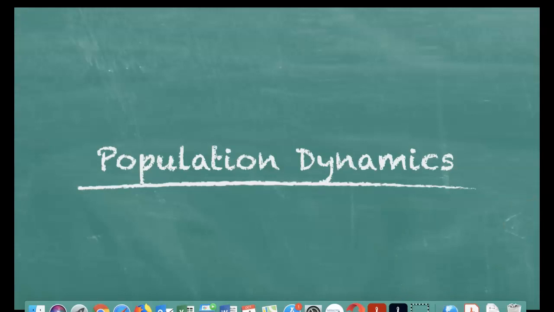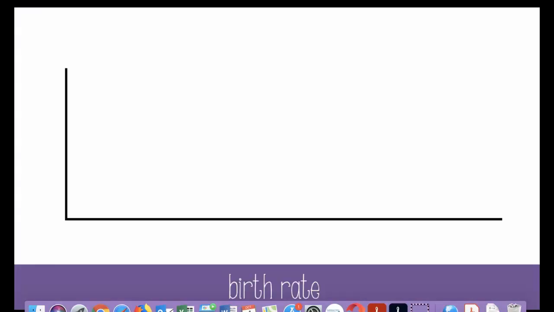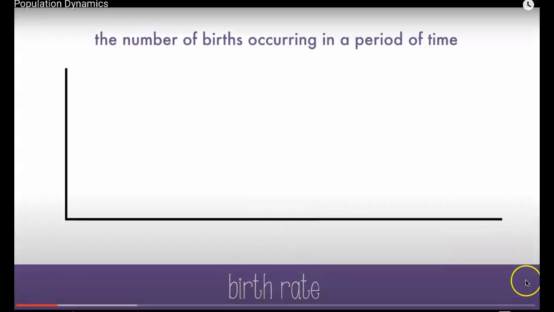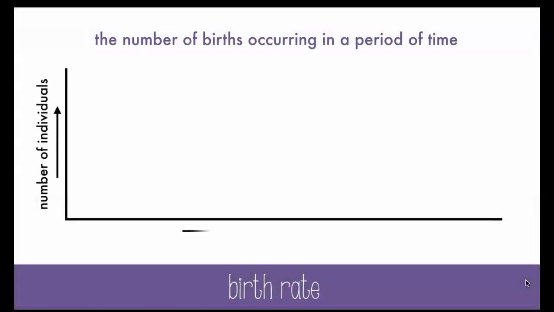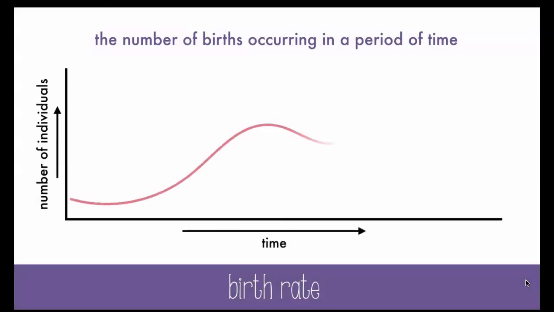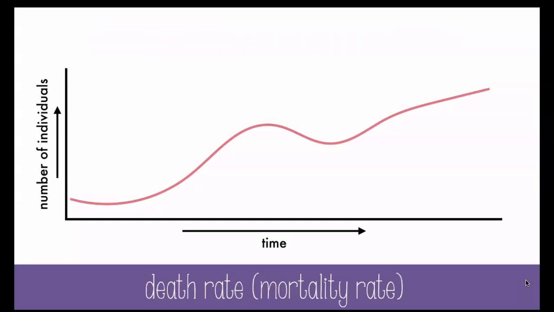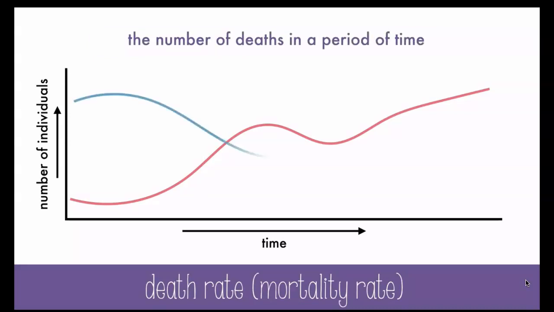Populations will grow and shrink over time for many reasons. One of those is the birth rate, which is the number of births occurring in a period of time. In this graph, with number of individuals on the side and time on the bottom, the overall birth rate is increasing, which means the population is likely also increasing. Death rate, or mortality rate, is the number of deaths in a period of time. In this diagram, the death rate is dropping, but what does that actually mean? That means that fewer people are dying as time goes on. This also means that the population will likely increase.